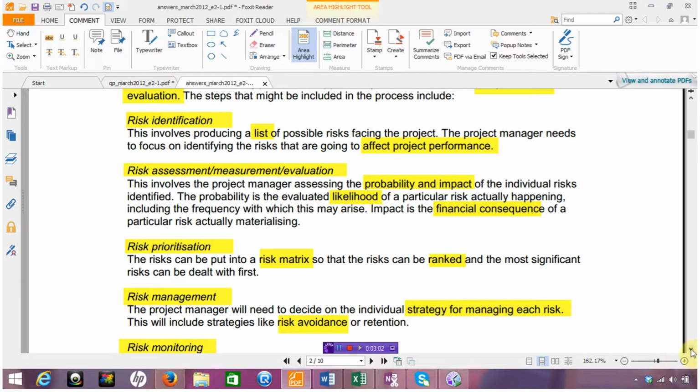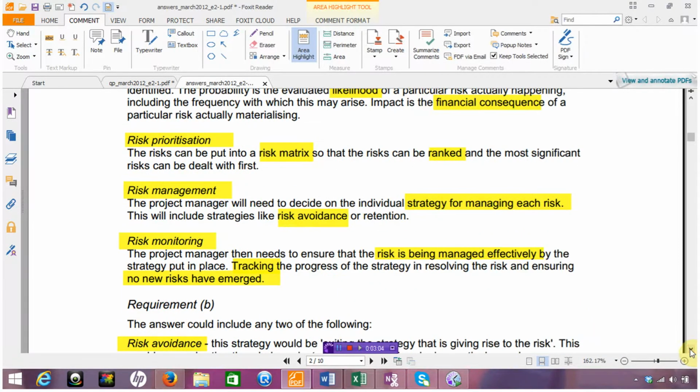Okay. Last thing, don't forget this one, this idea that the process is ongoing. In other words, we need to monitor risks. It may well be that some risks materialize as the project moves forward, so it's important for us to track the progress of the strategies that we've employed, and also assess whether or not any new risks have emerged.